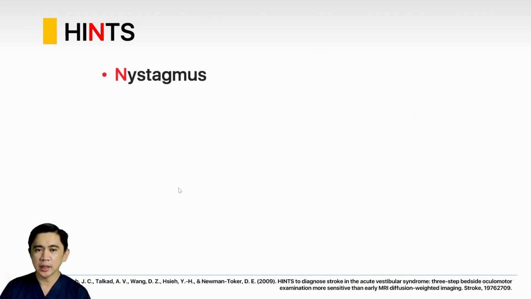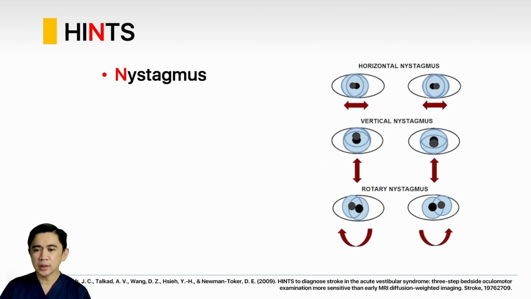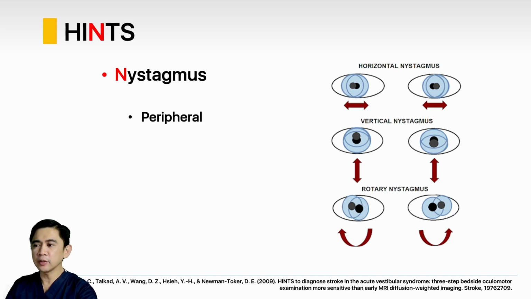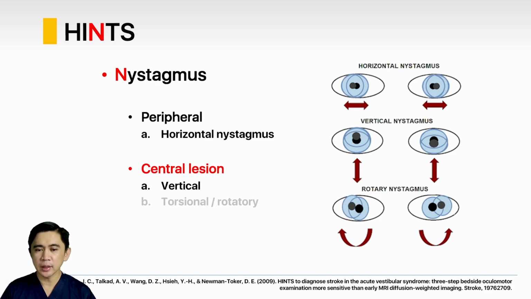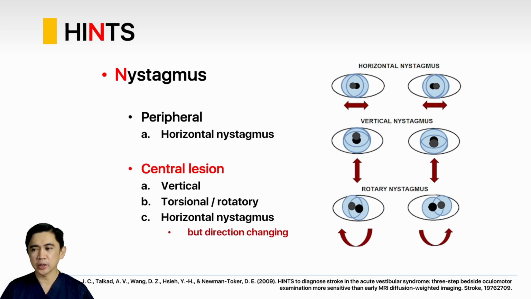The N in HINTS stands for nystagmus. Nystagmus is the abnormal movement of the eye. Nystagmus can be horizontal, with jerky movements of the eye sideways, vertical, or even rotary. A peripheral lesion or dizziness can have only horizontal nystagmus. On the other hand, a central cause of dizziness or a central lesion will have a vertical, rotatory, or torsional nystagmus, or a horizontal nystagmus also, but direction changing.